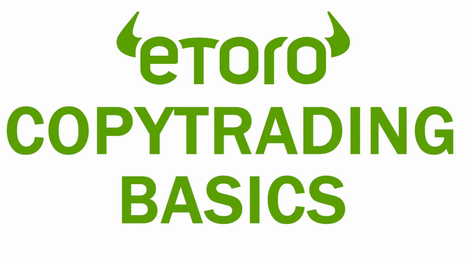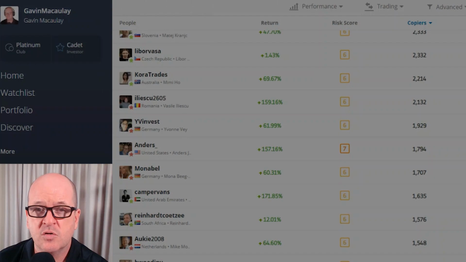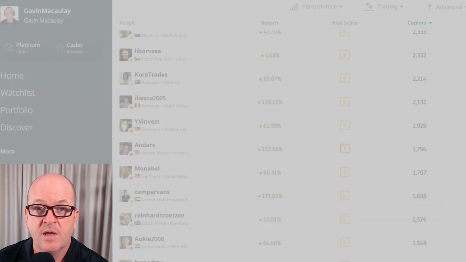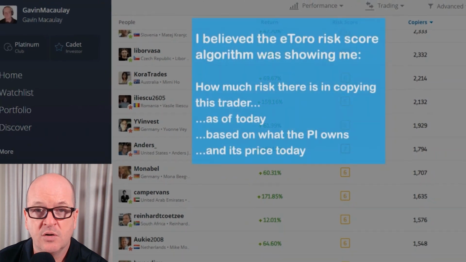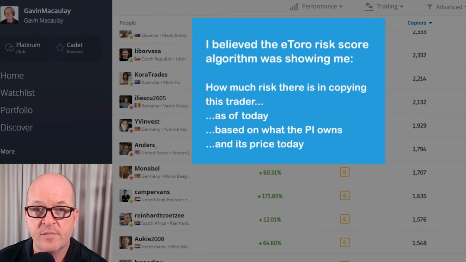eToro Copytrading Basics. The risk score is a very high-profile metric on eToro. A mistake many copiers make is to think that this is the only indication of risk they need to make an informed decision on a popular investor. Well, it's not. If you're anything like me, when I first joined eToro, I believed the risk score algorithm was showing me how much risk there is in copying this trader as of today, based on what he owns today and its price today. But my assumptions were incorrect.